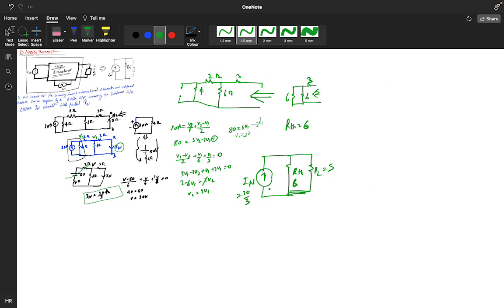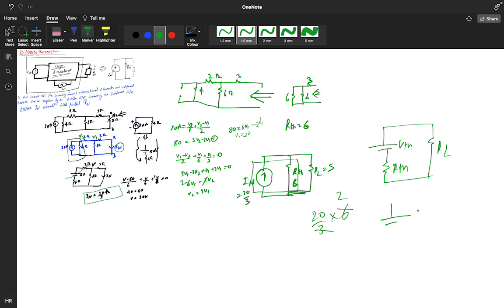If you want to convert this particular circuit? So I told you this particular thing can be written like this: positive, negative, R, and this is your RL. So this will become VTH and this will become RTH. So RTH will remain the same. So VTH will be 20 divided by 3 into 6. So VTH will be 40. And you can draw RTH upside also, downside also, it doesn't matter. 6, that is your RTH. And your RL value is 5.